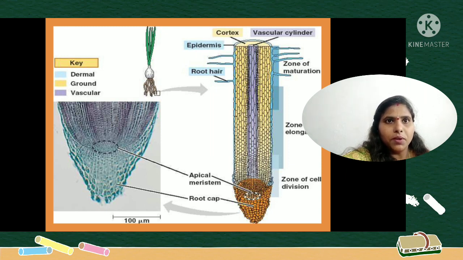Here epidermal layers are there and root hairs are present. In this root tip, the vascular cylinder is there, and here 3 zones are also seen: the zone of maturation, the zone of elongation and the zone of cell division. All those 3 main tissues are present in this root tip.